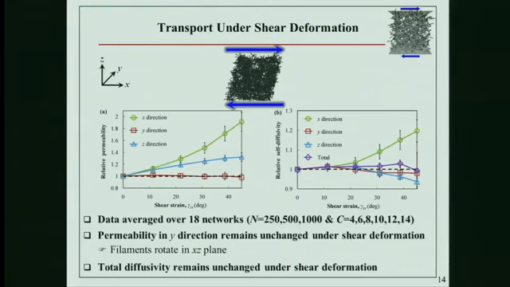We also look at what happens if you shear the network, right? So first was normal stresses, now we have shear stresses. We see here that permeability increases actually in both directions, kind of a little bit counterintuitive. In the direction normal to the stress, we see no change because essentially filaments rotate in this plane, and it does not change permeability. With self-diffusion, it's a little bit more complicated behavior, but again, we see this total doesn't change. Okay, so essentially what we see is that permeability is a function of this orientation.